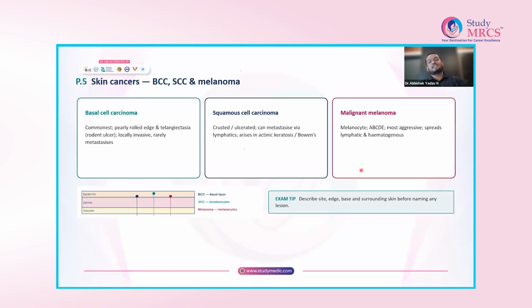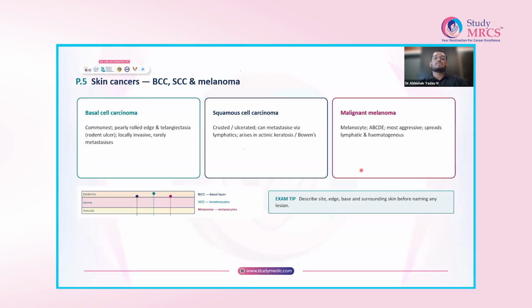Coming to basal cell carcinoma, it's also called a rodent ulcer. As we said in the previous slides, the key feature of basal cell carcinoma is that they don't spread. Metastasis to distant organs is very rare, but they are locally aggressive in nature. So the local spread of the tumors is very high.